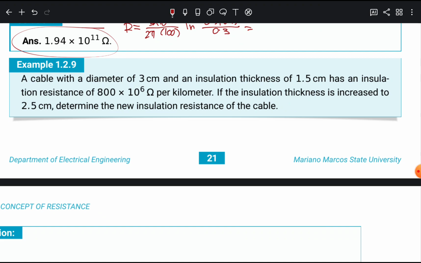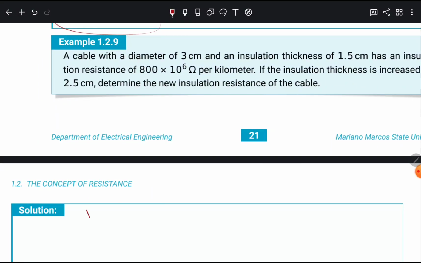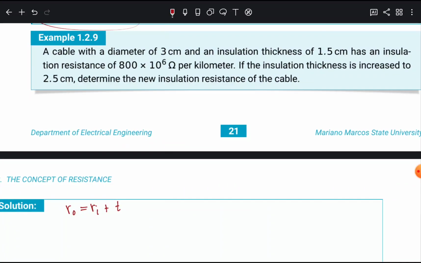And also, we can use the formula that R out is just equal to R in plus the thickness. Remember, R out is just equal to R in plus whatever the thickness of the insulation is. And in our case, the insulation increases from the original, which is T1. The original thickness is 1.5 centimeter, and we increase that into a new thickness which is equal to 2.5 centimeters. So it increased by 1 centimeter.